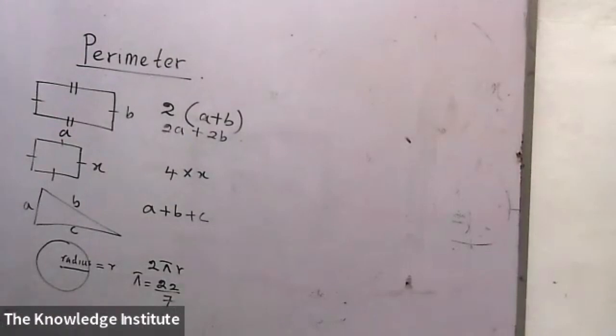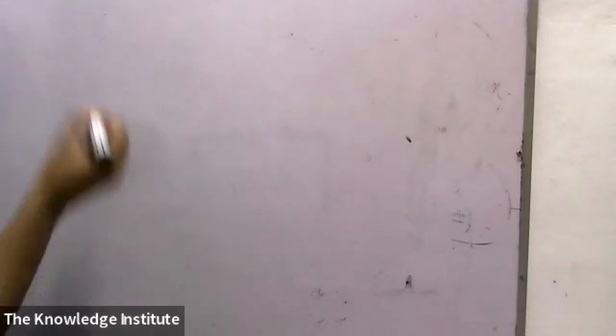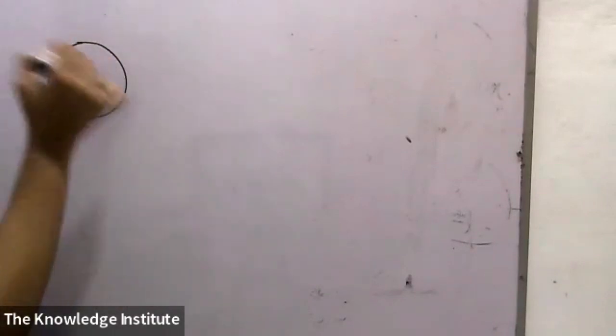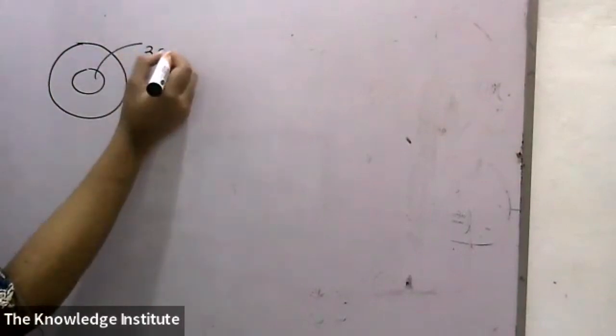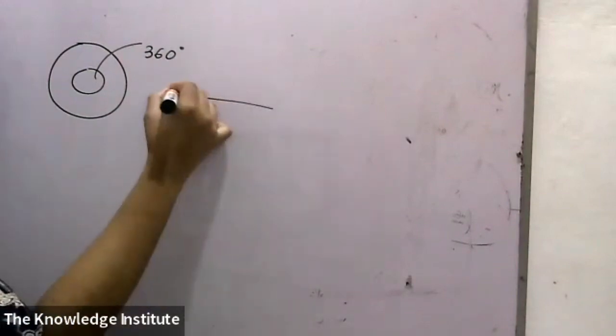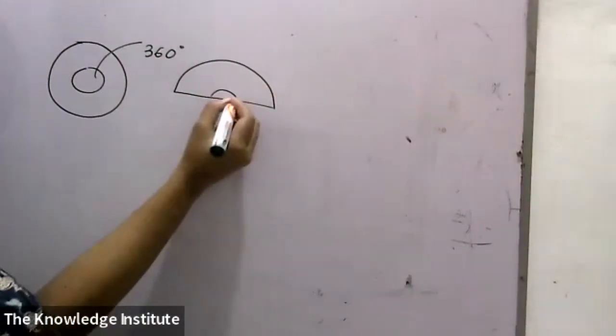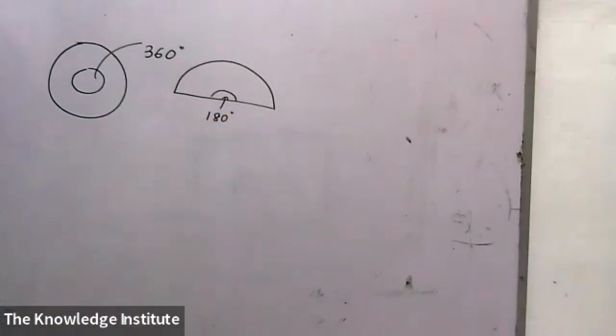Now, when it's a whole circle, it's easy, right? We just have to use this 2 pi r, if we know the radius. And just before going into the next part, tell me what is the angle of a whole circle? Yes, remember, it is 360. If it's half of a circle, we call it a semicircle. What is the angle? 180 degrees.